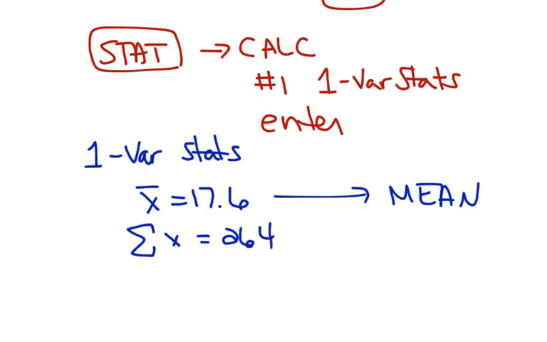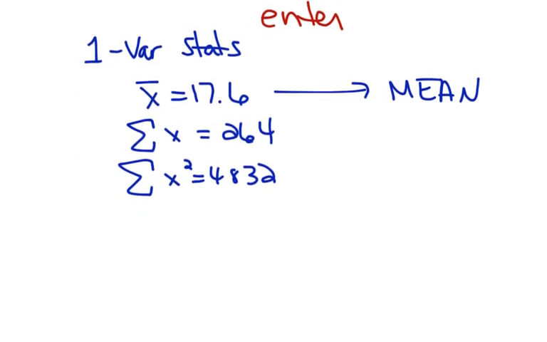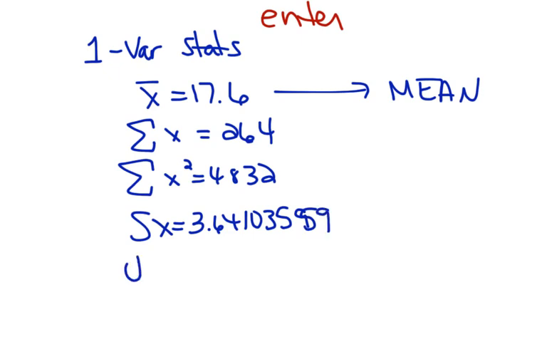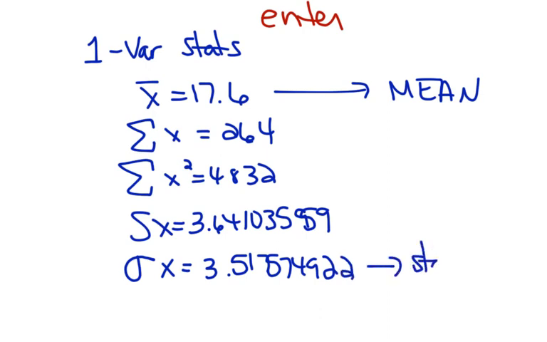Don't worry about that. Sigma x squared is 4832. Again, don't worry about that. Sx is equal to 3.641035959. Ignore that. Do not ignore the next one. Sigma, little sigma x, 3.517574922. That's our standard deviation.